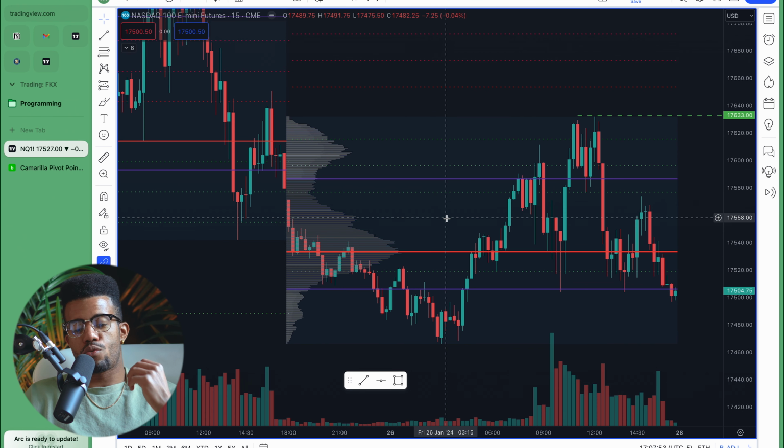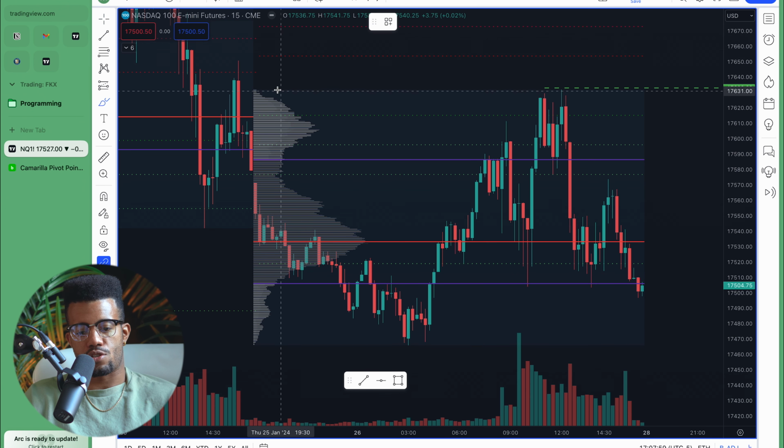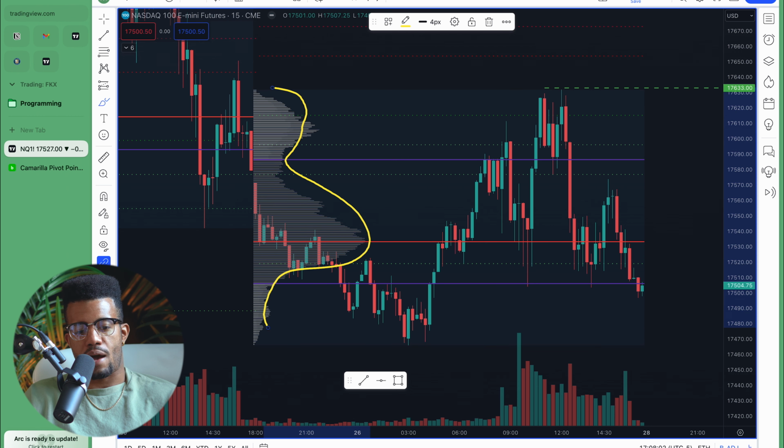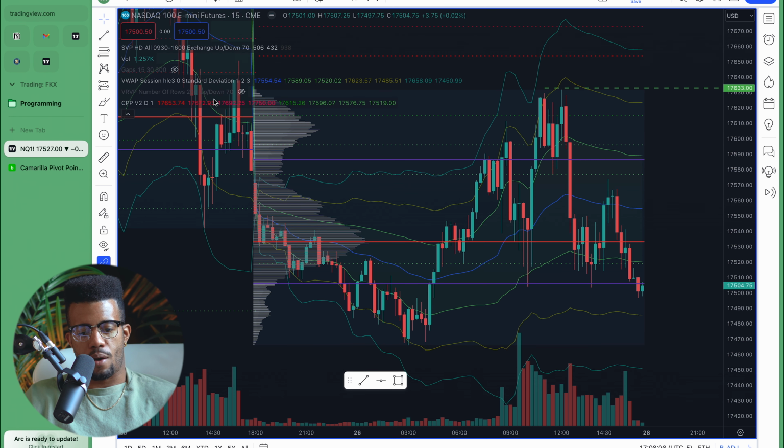If there are some nuances here, things that didn't make sense to you, check out my volume profile video, which will help you understand the volume profile, which is this indicator here, which shows you volume at price. And also watch my VWAP video, which will help you understand how I use VWAP and its bands.